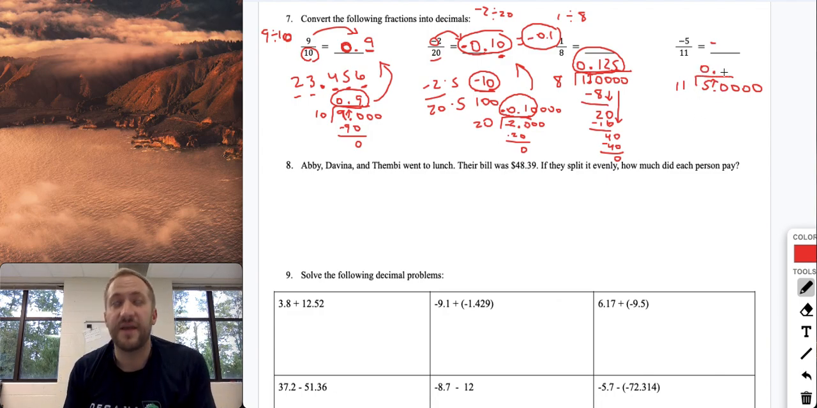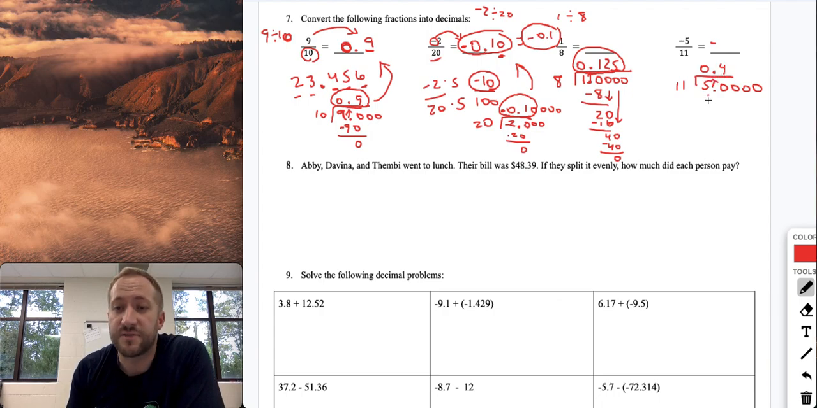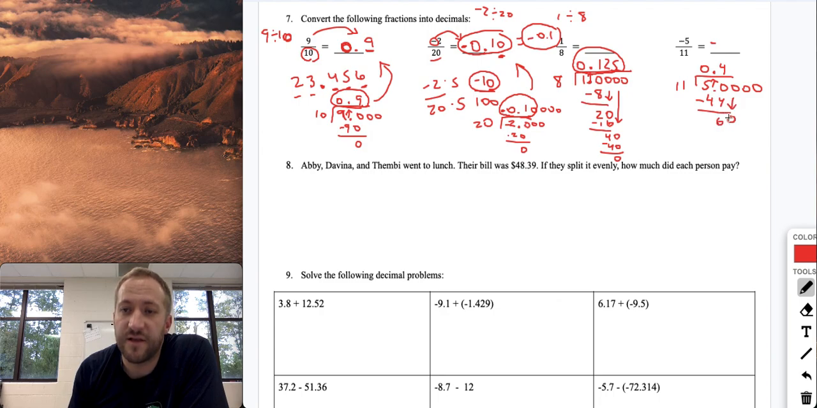But 11 into 50, that goes 11, 22, 30, 34. That goes 4 times. 11 times 4 is 44. I'll subtract and get 6. Bring down a 0. 11 into 60, that goes 5 times. 11 times 5, that's 55. Subtract and get 5. I'll bring down a 0. 11 into 50, that goes 4 times.